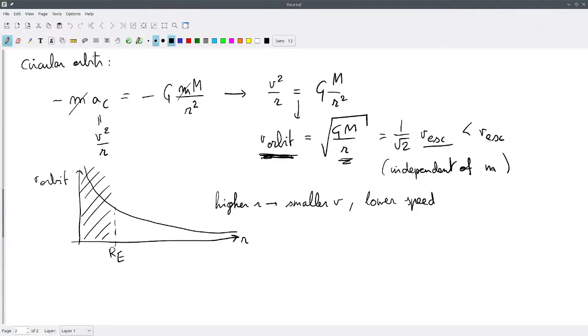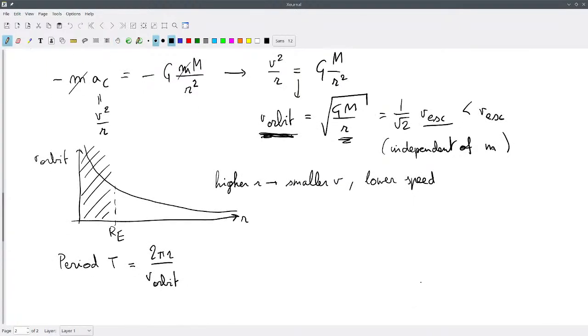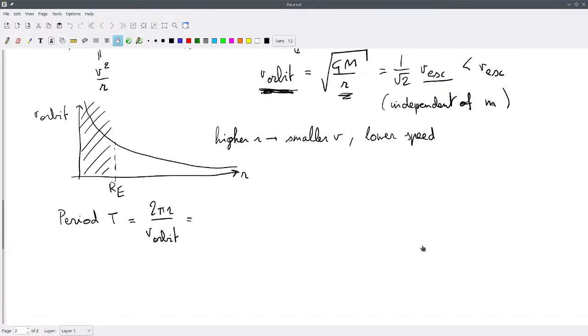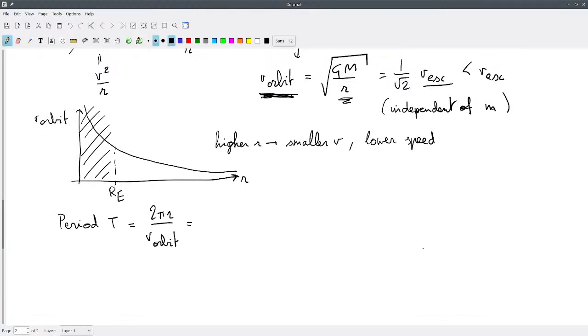From the orbital velocity for the circular orbit, we can calculate the period of revolution, the period of an orbit. So that's going to be 2 pi r over v orbit. And again, we can plug in the numbers here. We have the square root of GM over r, and then another factor of r here, which turns into an r squared when we put it under the square root. And ultimately we find 2 pi times the square root of r cubed over GM.